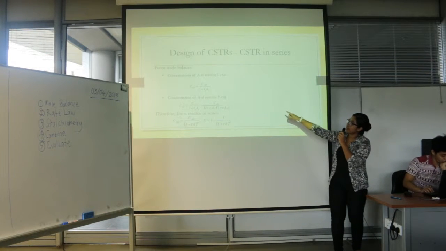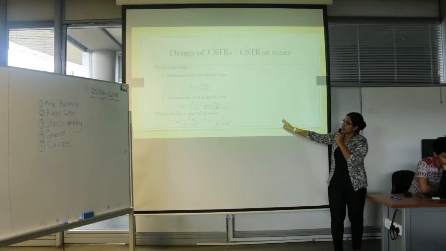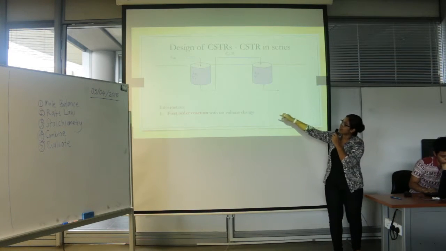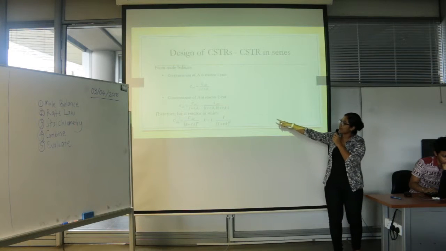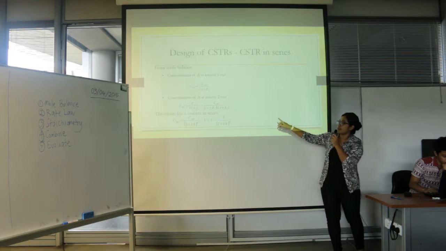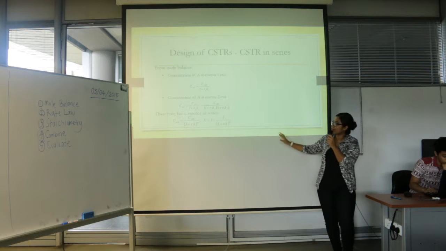Just now, the concentration of A is CA1 equals CA0 over 1 plus tau1 k1, from the previous slides. As you can see there, CA1. Next, for reactor 2, which is the exit one, we get CA2 equals CA1 over 1 plus tau2 k2, which equals CA0 over the bracket 1 plus tau2 k2 times 1 plus tau1 k1.